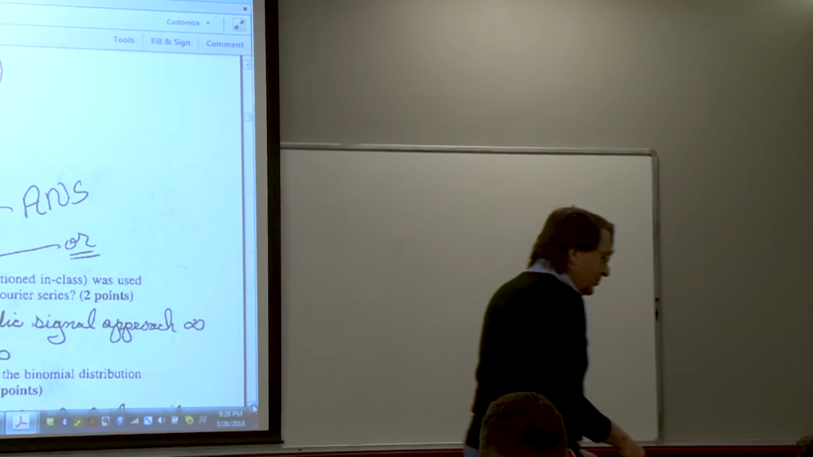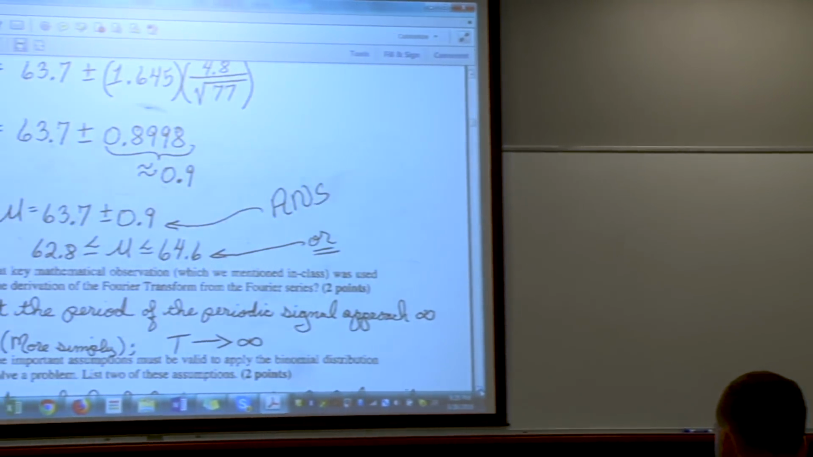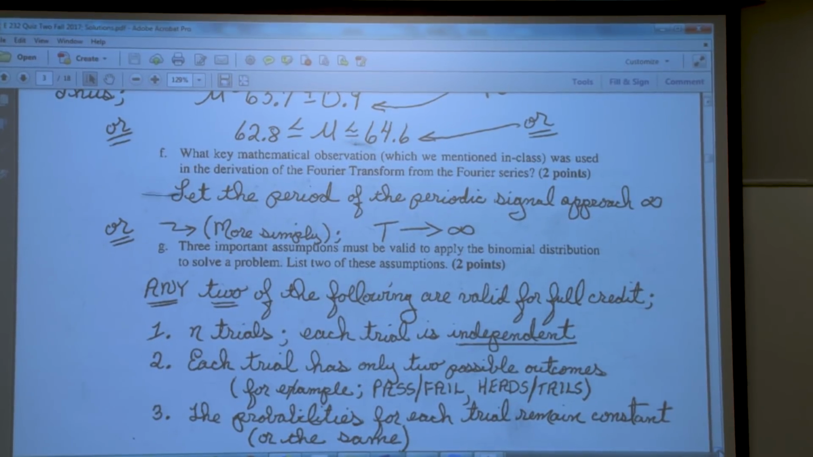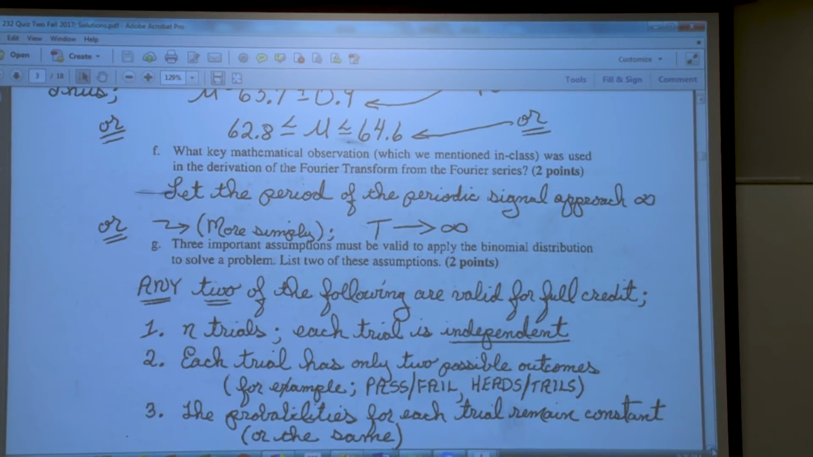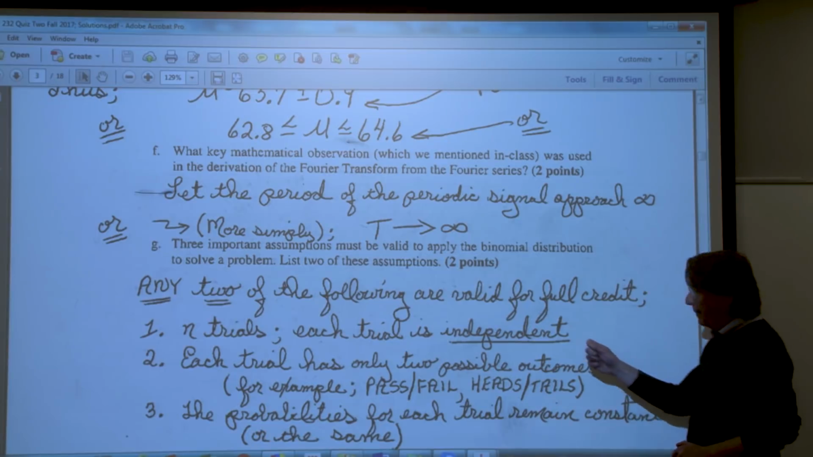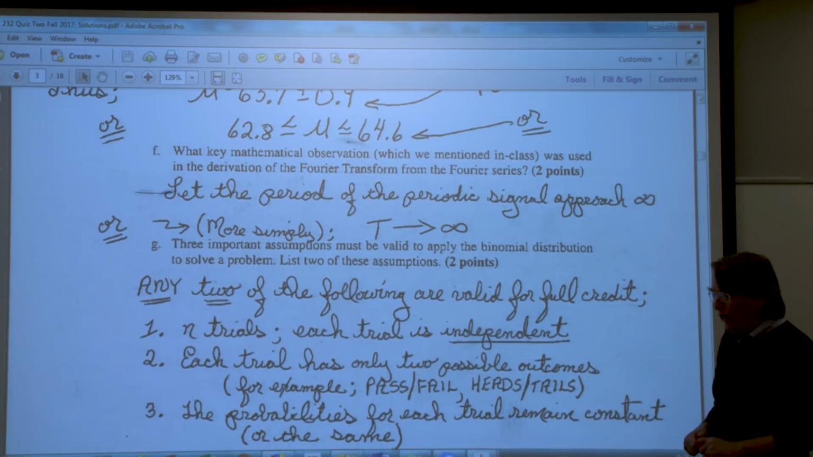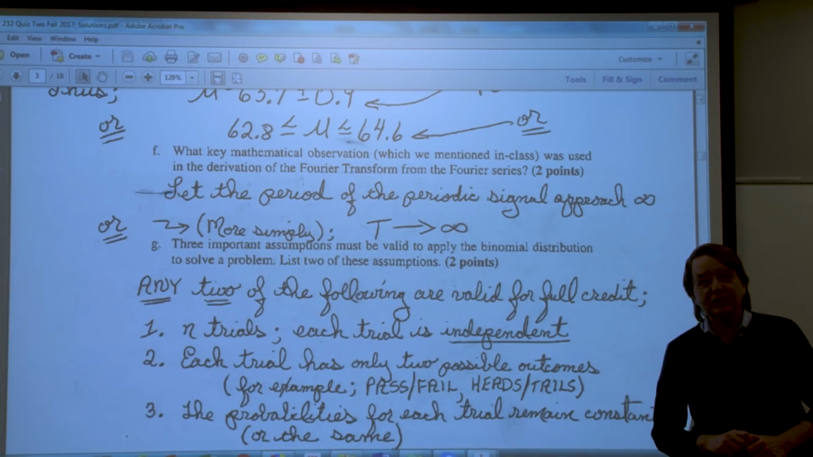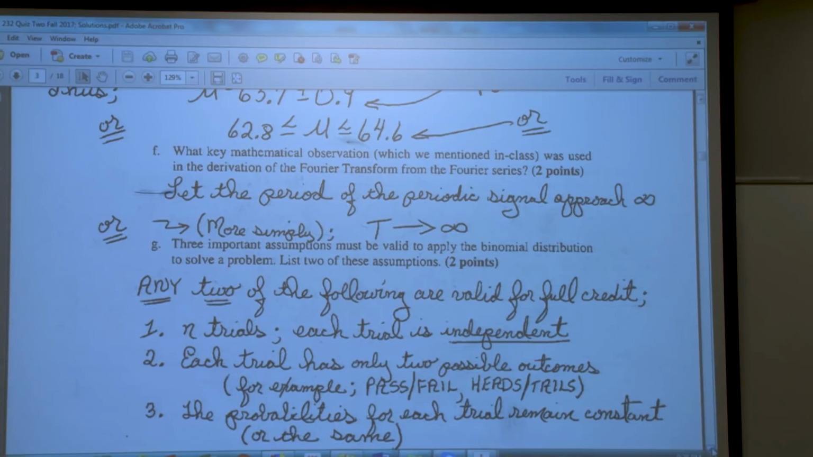Now, did I write all this down? You know I did. You know I did. Any two of the following are valid. N trials, each trial is independent. Each trial has only two possible outcomes. Third, the probabilities for each trial are constant or the same. Those are the three things that would be the thumbs up to apply the binomial distribution.